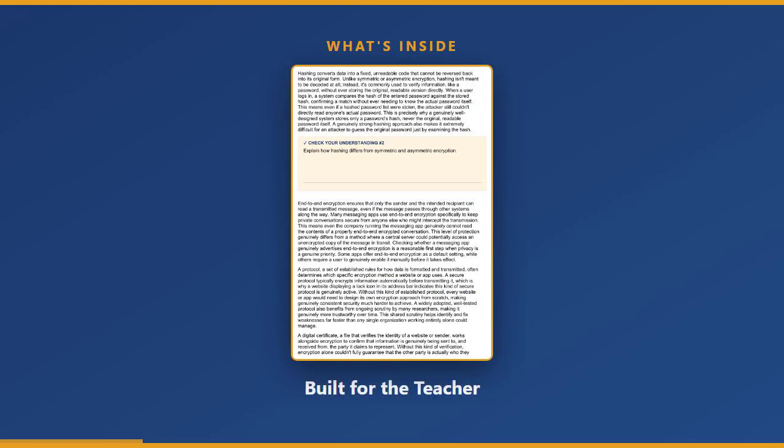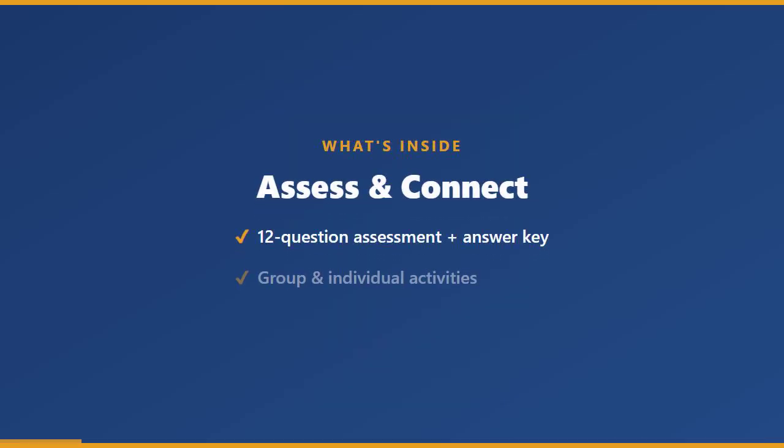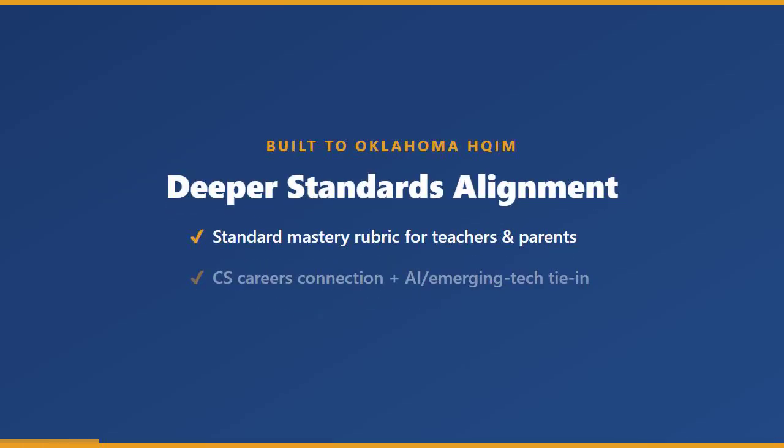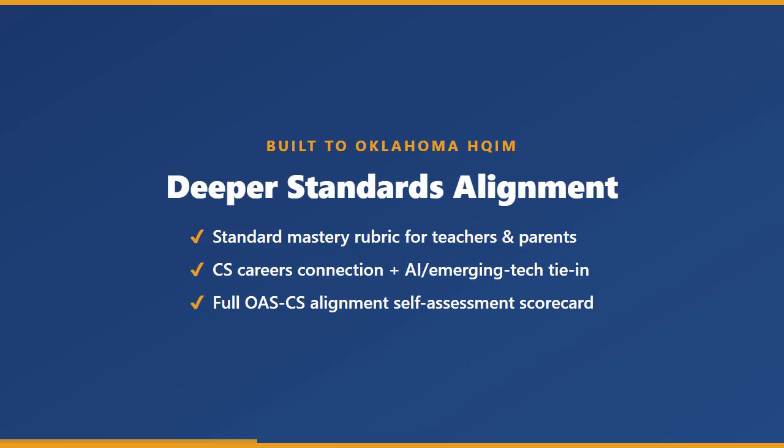Inside, a full teacher guide with pacing, misconceptions, and a scoring rubric, plus a content lesson with built-in comprehension checkpoints. This unit includes a standard mastery rubric for teachers and parents, a visual encryption methods comparison chart, a CS careers connection, and an AI connection, all built to the Oklahoma HQIM rubric, plus a 10-question assessment with answer key, group and individual activities, vocabulary puzzles, a family letter, and a certificate of achievement.